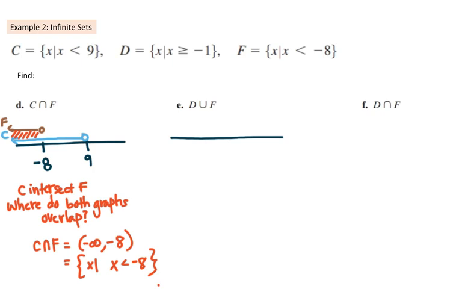Okay, the next situation, we've got D and F. The key numbers are -8 and -1. Set D is saying all the x's that are bigger than or equal to -1, that's set D. And set F is saying all the x's that are less than -8, not equal in fact, that's F. So the union means combine all.